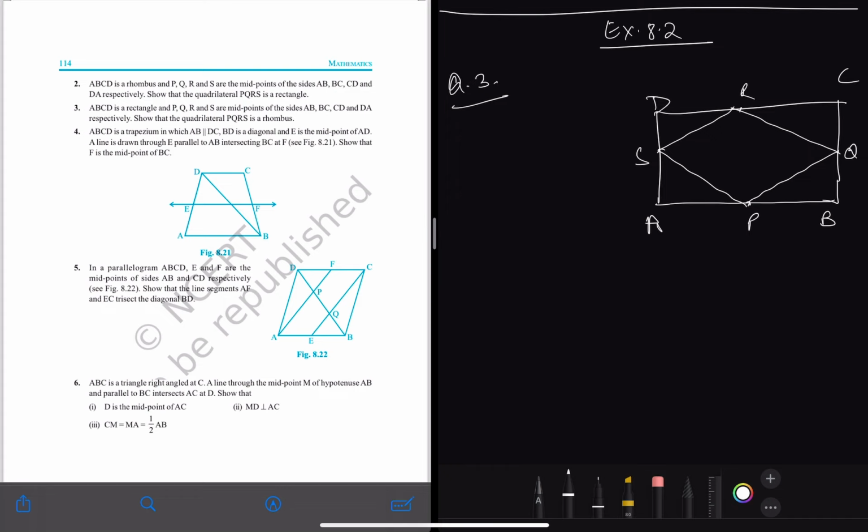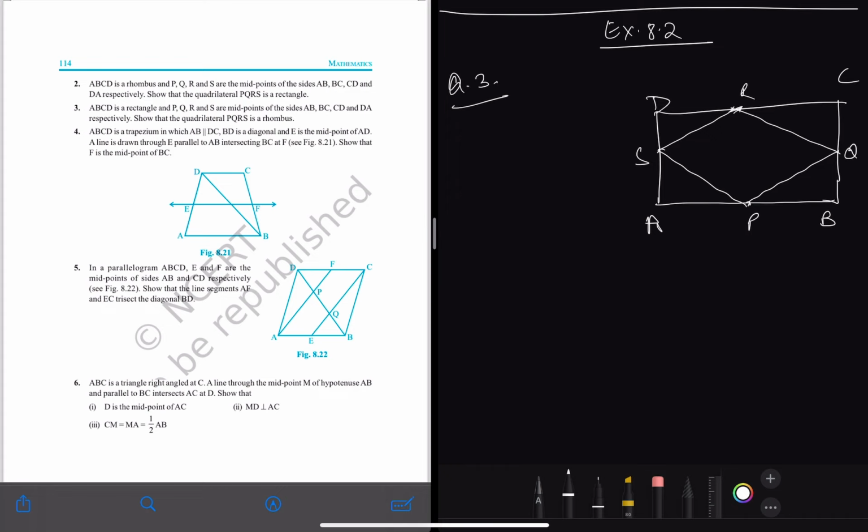Now if you noticed, in the previous question you had to prove that the rhombus is a rectangle. Now you have to prove that the rectangle is a rhombus. So you have to prove two things: that PQRS is a parallelogram, and second that PQ is equal to SP and SR is equal to PQ, because all sides of the rhombus are equal. So you have to prove that all sides are equal. Opposite sides of a parallelogram are equal, we know.